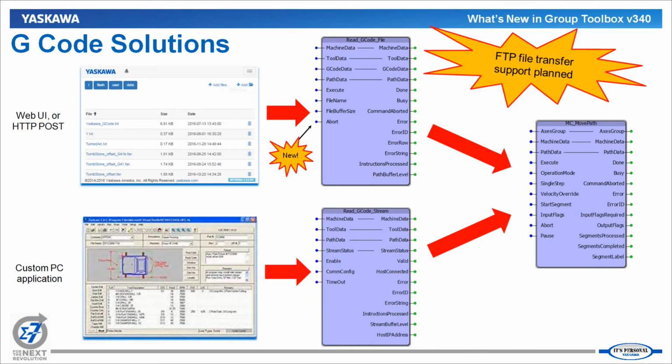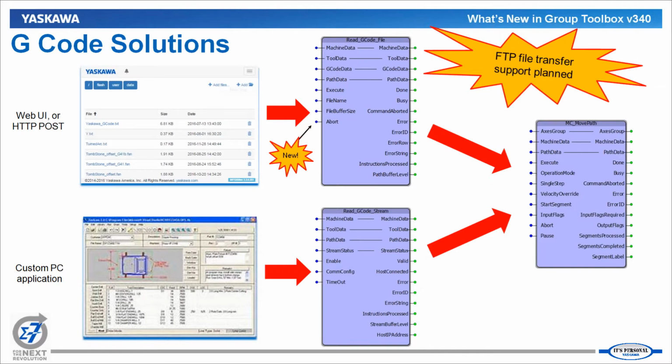Okay, let's move on to some G-code solutions that are new for version 3.40. One thing to note here is that we added an abort input to the read G-code file function block, and this is handy for canceling a path that's in process that needs to be canceled for some reason. This will just stop the file read process, and then it can be restarted by re-enabling the execute function again.